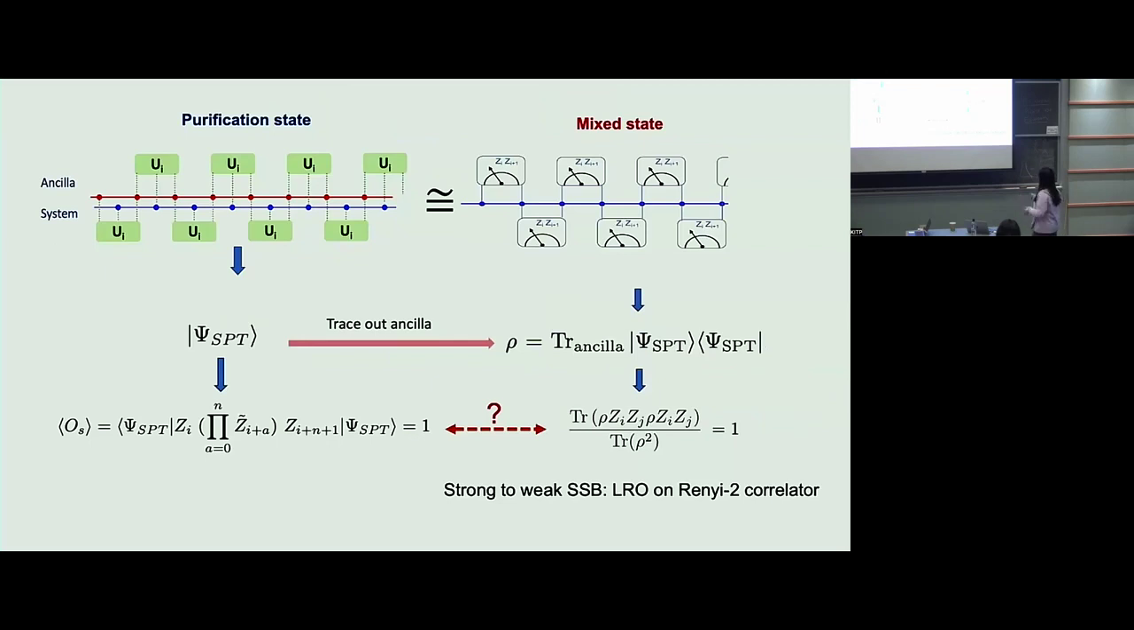And on one side, this mixed state density matrix, we know they have spontaneous strong to weak symmetry breaking that is characterized by the Renyi-2 correlation function. And on the SPT wave function, we know that they have some type of non-local string order parameter. So at this stage, an ensuing question one might ask is, naively, are they somehow related?